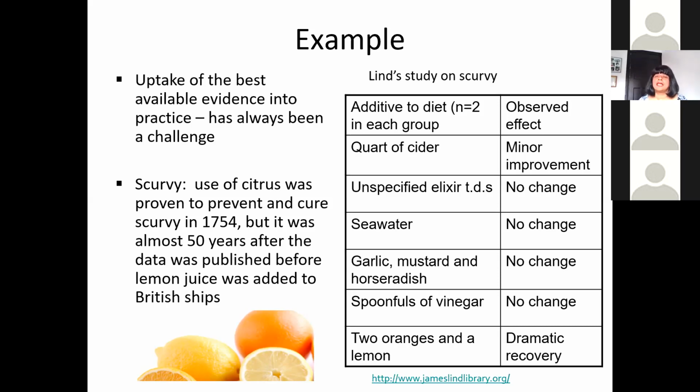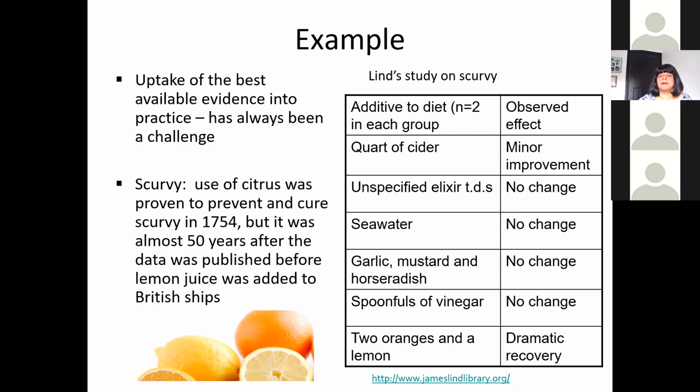So if you look at the table there, I quite like the idea that a quart of cider taken if you had scurvy showed minor improvement. But with lots of other things, there was no improvement, no change whatsoever. But 2 oranges and a lemon, humble orange and a lemon, was a dramatic recovery. Obviously this has been known for many years now, but it took 50 years before it was put into practice.